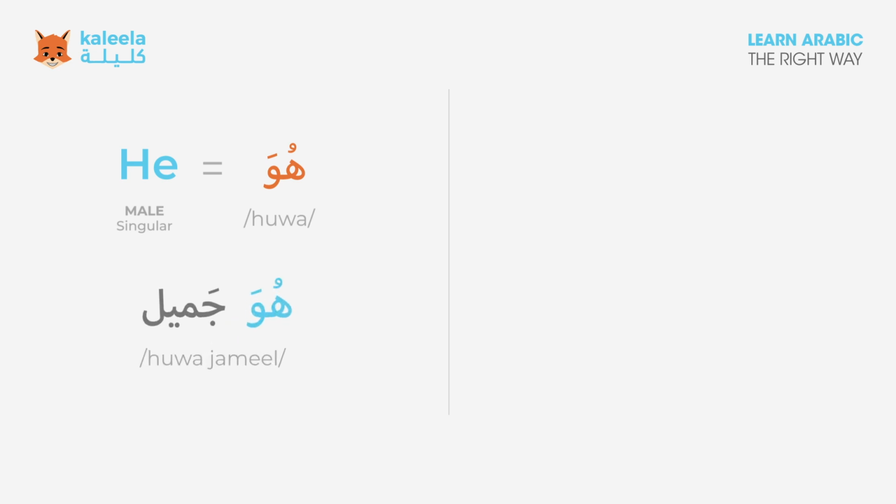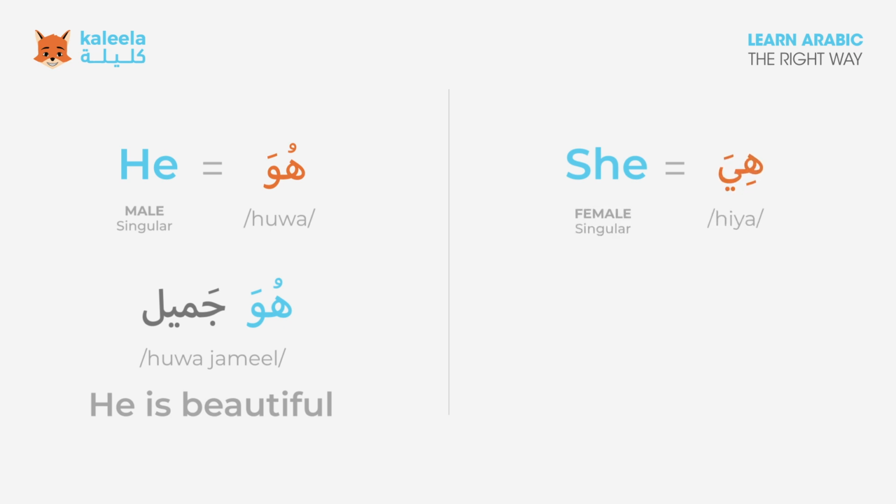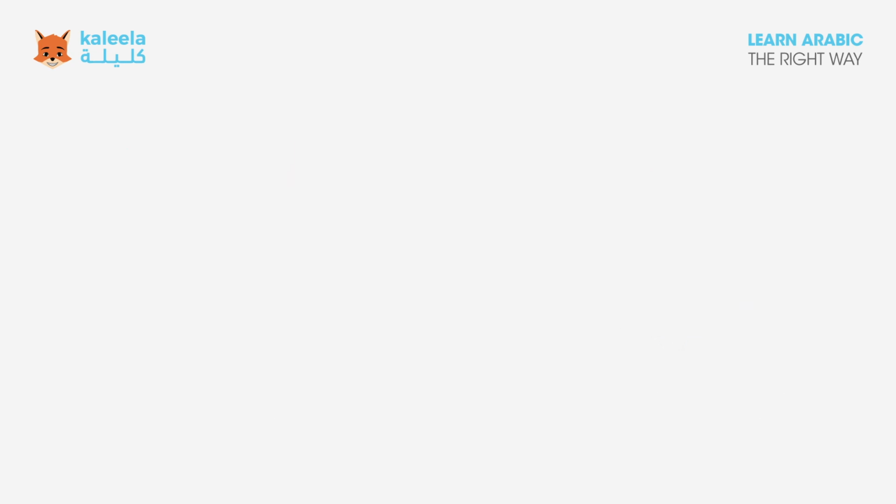Now let's check out the third-person subject pronouns with some examples. He, هو. It's used for masculine in the singular form, as in هو جميل, which means he is beautiful. She, هي. It's used for feminine in the singular form, as in هي جميلة, which means she is beautiful.